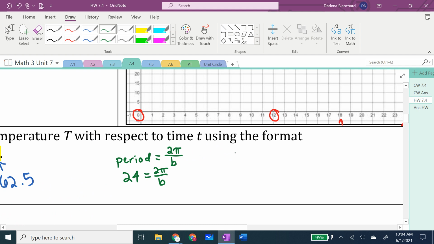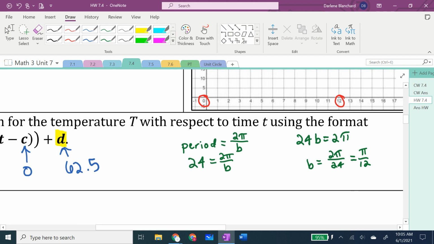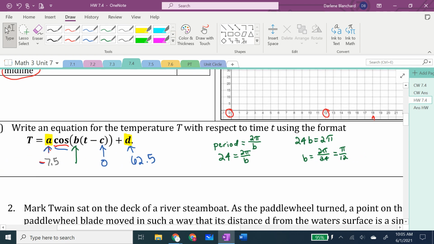I'm going to multiply both sides by 24, or sorry, by b. And then I'm going to divide both sides by 24. And that reduces to, and you are now ready to write the answer. Whoops. I was looking at the wrong place.